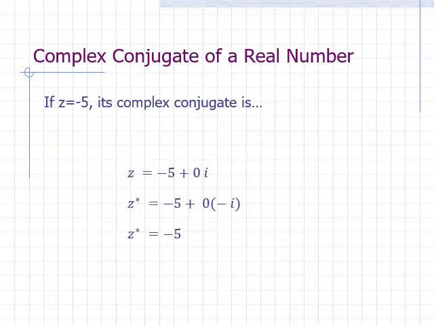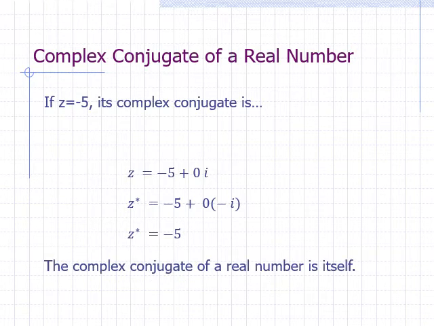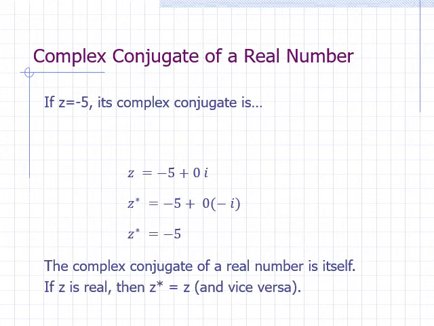negative 5. In general, we say that the complex conjugate of a real number is itself. In other words, if z is real, then z star is equal to z. Conversely, if z star is equal to z, then z is real.